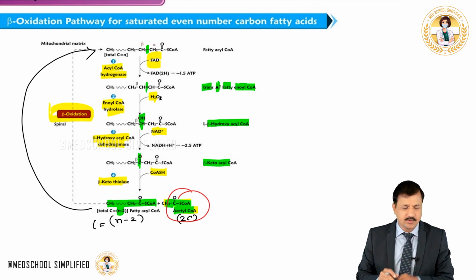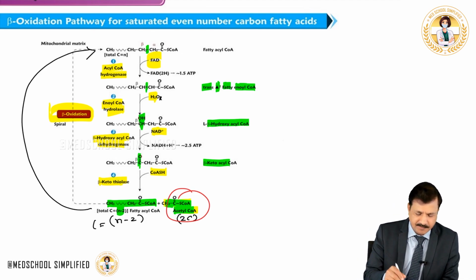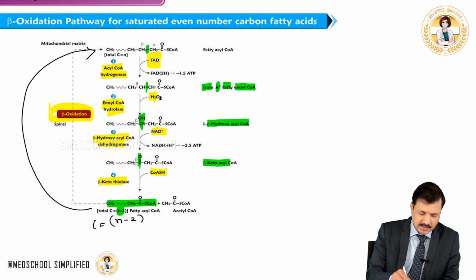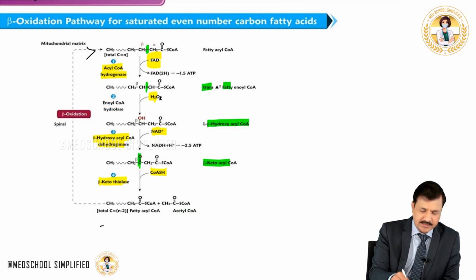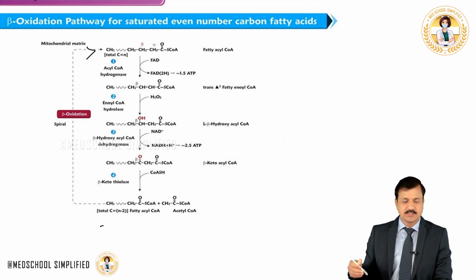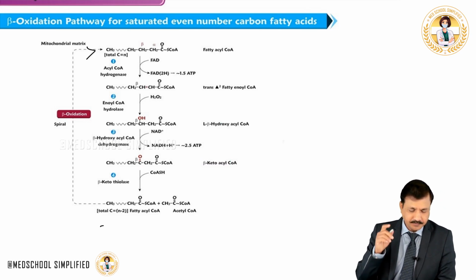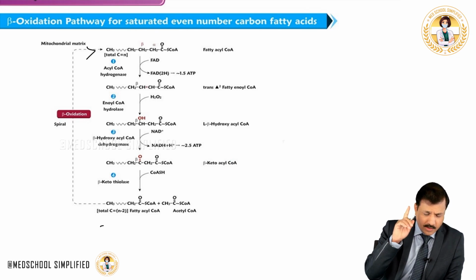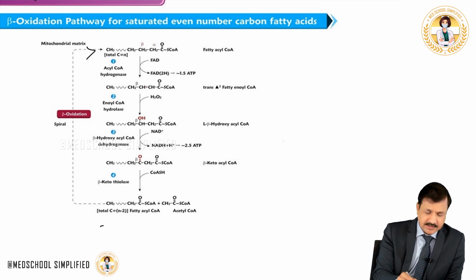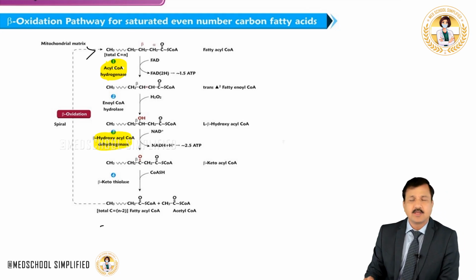Now let's get into some of the important points here, especially the high yield ones, which have got some clinical application and also possible exam questions. Now number 1 and number 2 reactions in beta oxidation spiral. Look at these enzyme names.